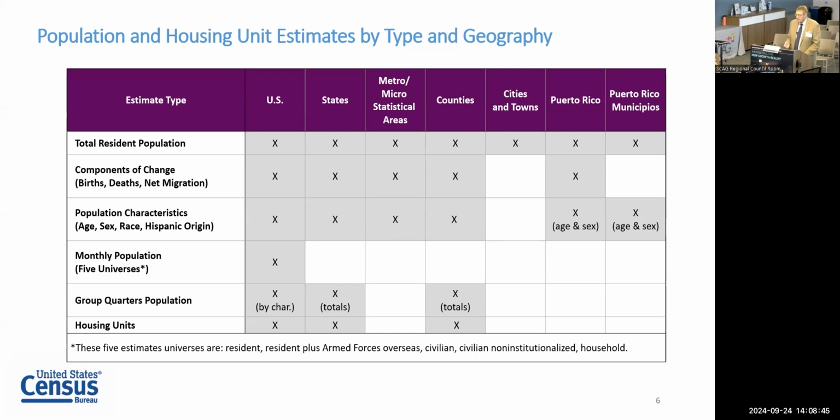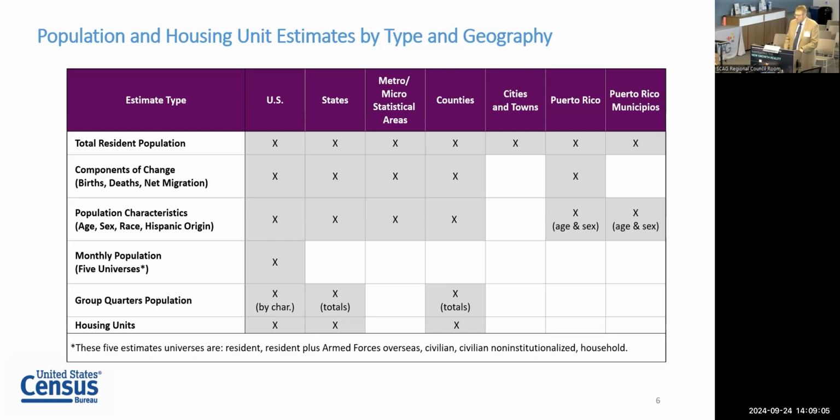And then also for Puerto Rico municipios, we don't do components of change. For population characteristics for age, sex, race, Hispanic origin, we do that for the nation, states, and counties, and also metro micros. But for Puerto Rico, we only do age and sex, so we don't do race, Hispanic origin.